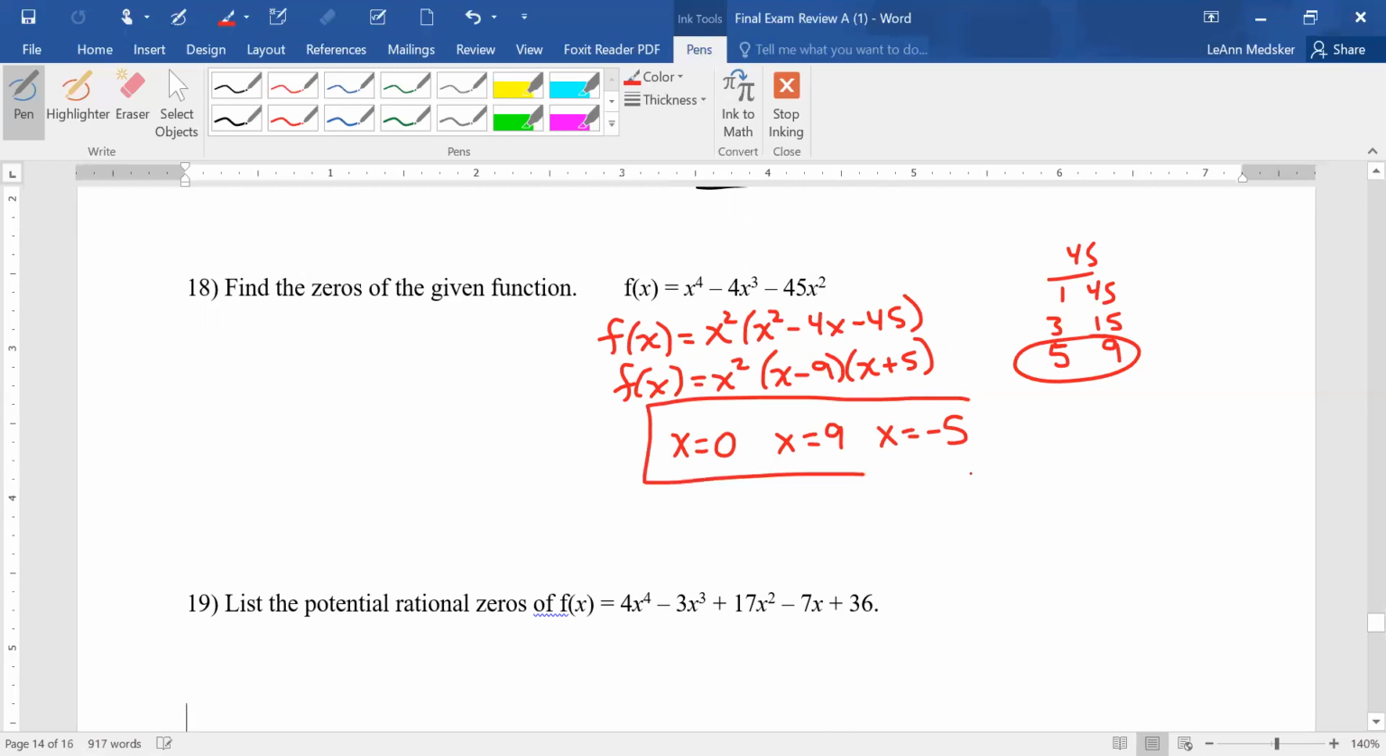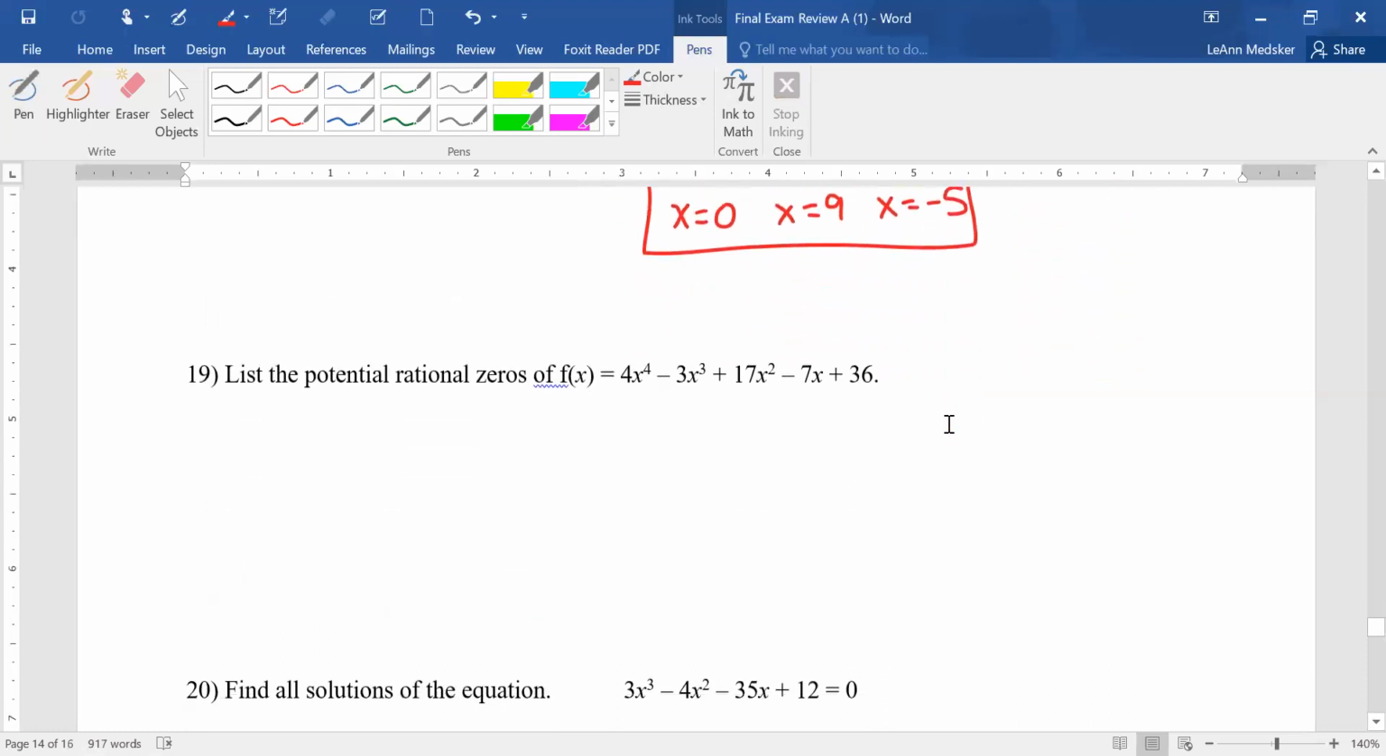So there are my 3 zeros. So these first two are completely factorable. Now, sometimes you will encounter larger polynomials or things that you can't factor, and you need a method for finding the zeros, or at least trying to find the zeros.